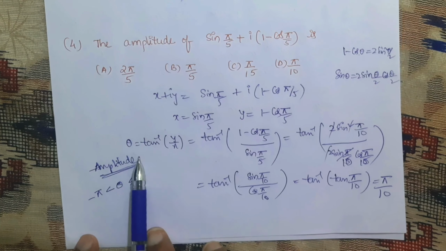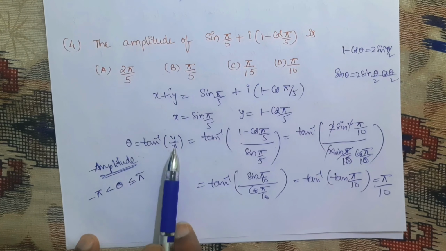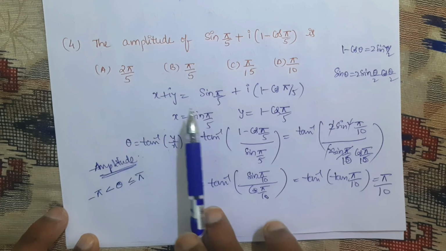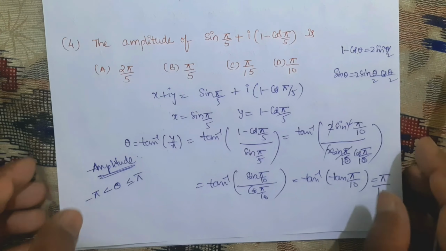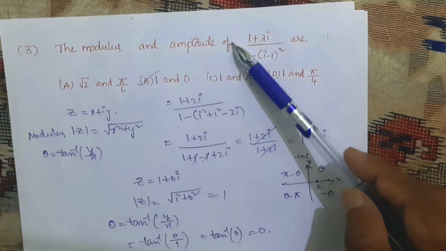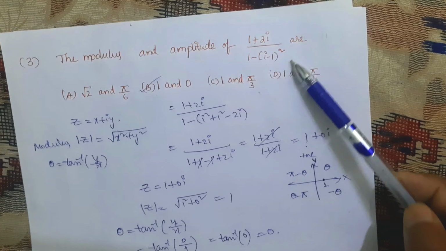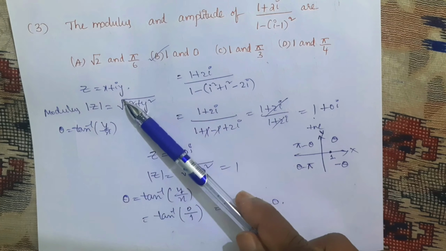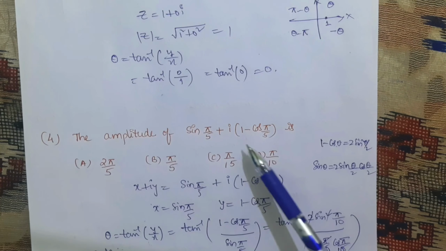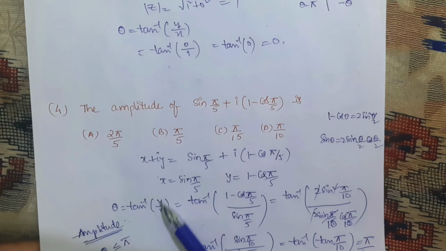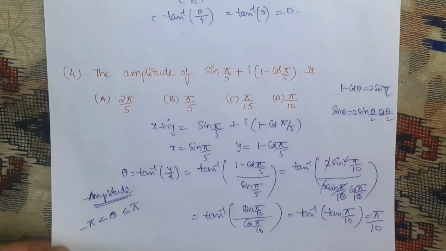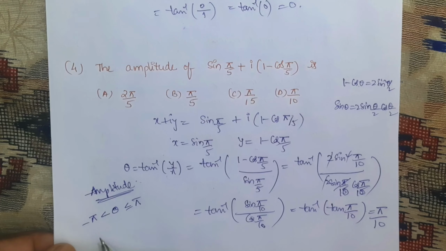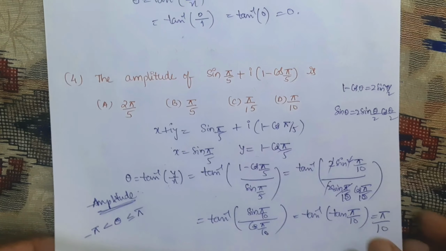The formula is theta equal to tan inverse of y by x, where y and x we will consider from the x plus iy waveform. If it is not in proper form, you need to convert it into this form. Otherwise, if it is directly in that form, we can consider y by x as these values and simplify. Whatever angle you get, based on the quadrant, that is the amplitude.